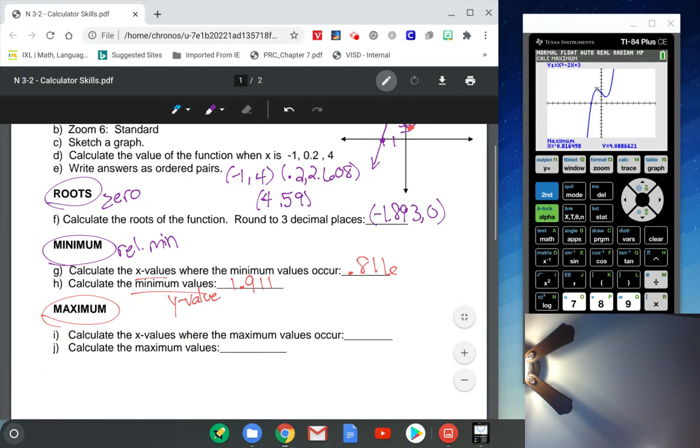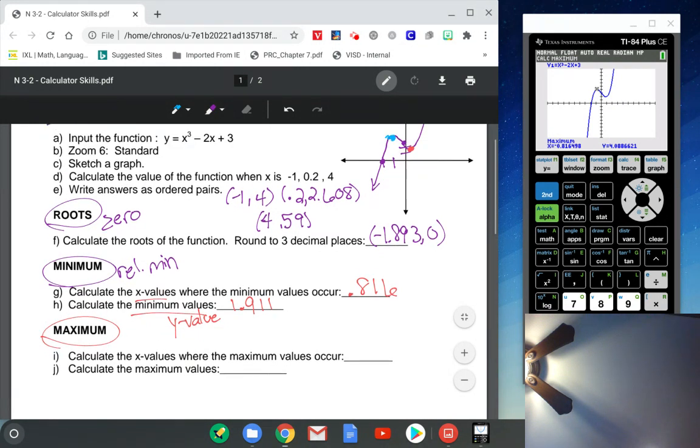So this maximum up here is at where x is negative 0.816, and the y value is 4.089.